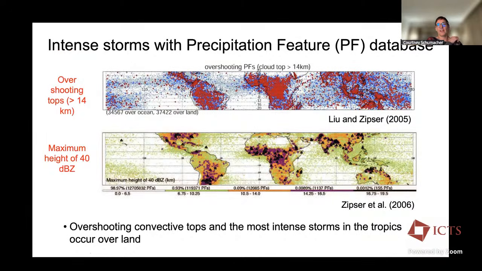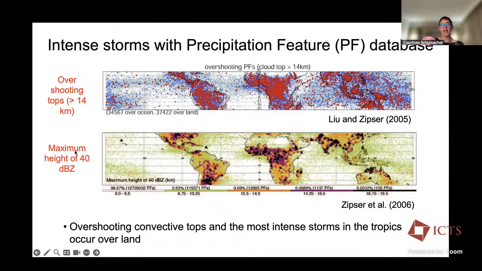But what's really especially interesting is the intensity of the convection. And so this is from the TRMM radar, which was up before the GPM radar. Again, radar from space. And there's a precipitation feature database that I highly recommend if you want to look at different features of these that have been grouped into systems. Things like overshooting top, so greater than 14 kilometers. So this is when the radar sees things that go above the tropopause. And you can see most of those, the most extreme ones, happen over land.